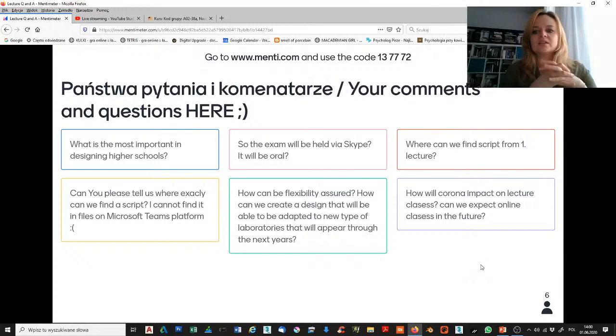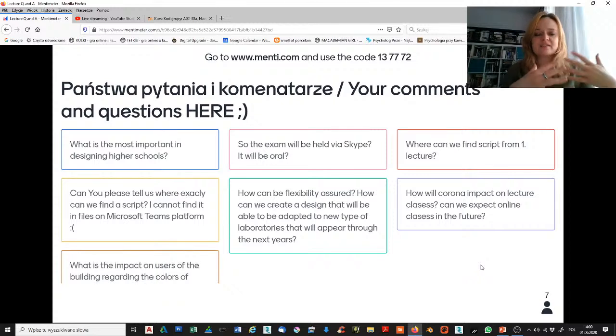I think that in the nearest future, corona will change lectures into these kinds of lectures, and probably we'll have classes at the university in smaller groups, in workshop groups. But for the huge lectures, we will still keep the online system. Of course, it's still being discussed and it still changes. So we will see that.